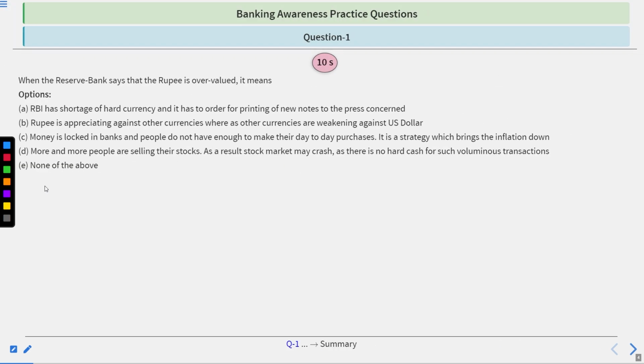Now let's begin with question number 1. When the Reserve Bank says that the rupee is overvalued, it means: RBI has shortage of hard currency; it has to order for printing of new notes to the press concerned; rupee is appreciating against the other currencies, whereas other currencies are weakening against US dollars; money is locked in banks and people do not have enough to make their day-to-day purchases; it is a strategy which brings the inflation down; more and more people selling their stocks, as a result, stock market may crash as there is no hard cash for such voluminous transactions; none of the above. To answer this, you will have 10 seconds. Time starts now.